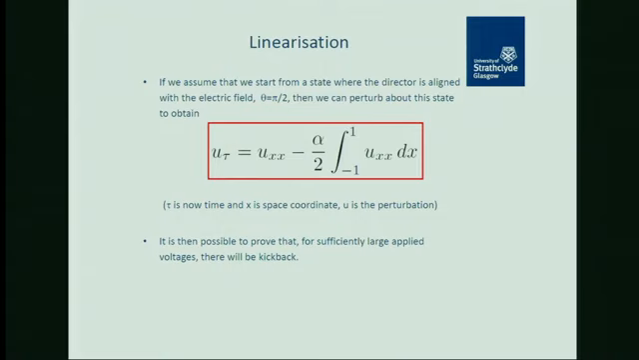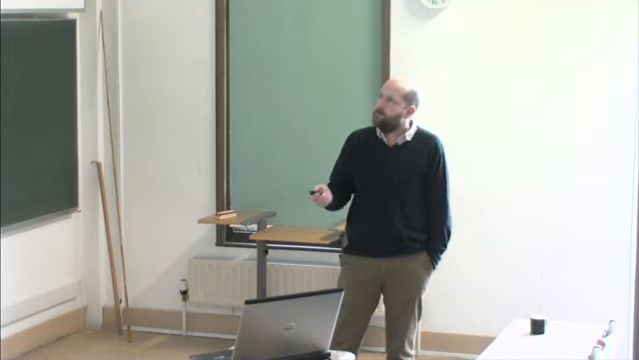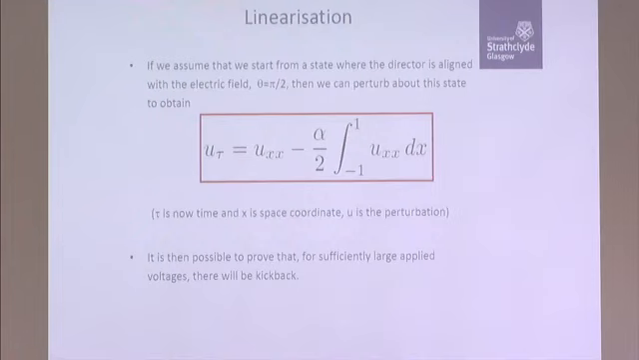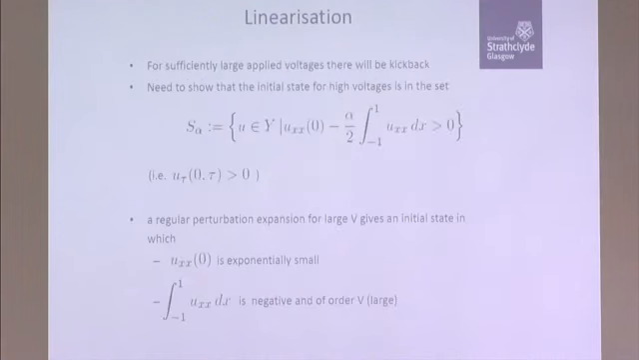Well, what can we do? So U is my perturbation away from my initial state. It's actually possible to prove that as long as I've got a sufficiently large applied voltage and I turn it off, there will always be kickback. You can never get away from kickback. So how to do this? We're looking for an initial state which is in this set. This is a set, really simply, where the derivative of U with respect to tau is greater than 0. So the initial dU by d tau is positive, which is kickback.